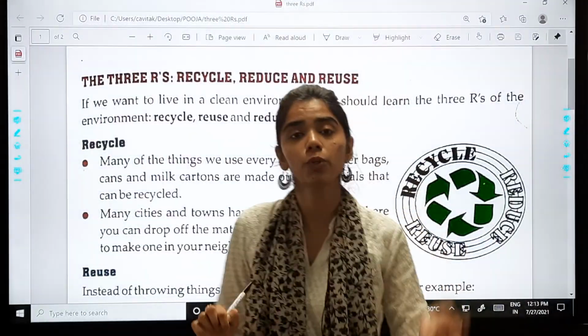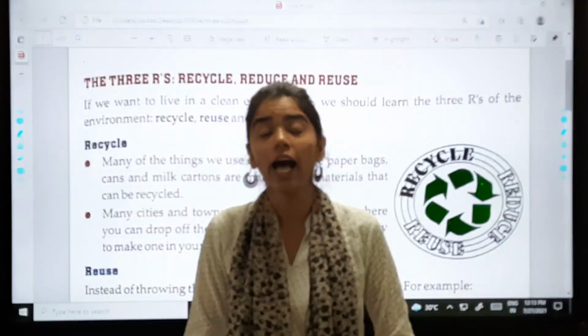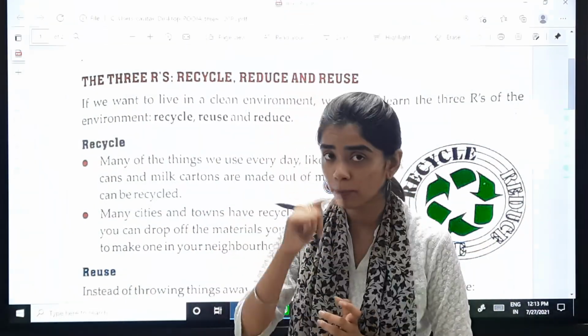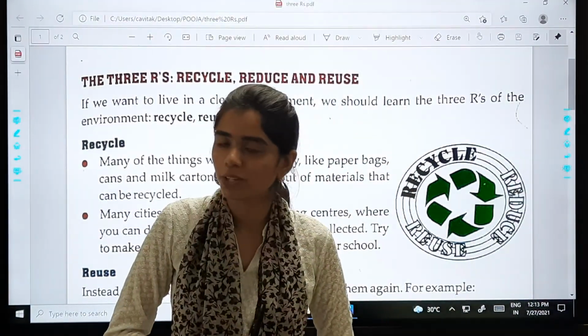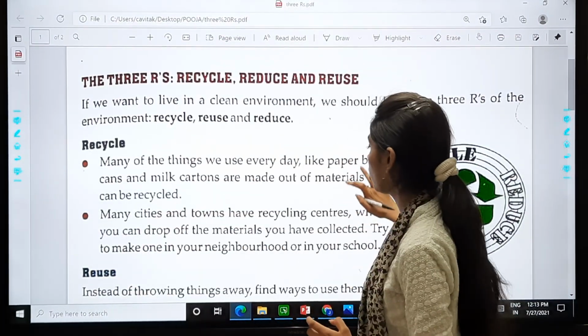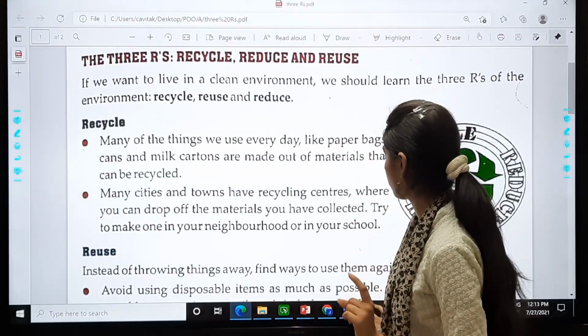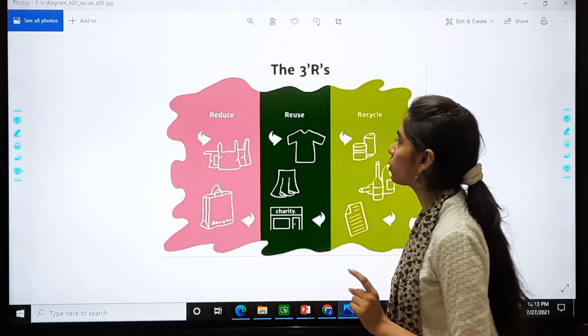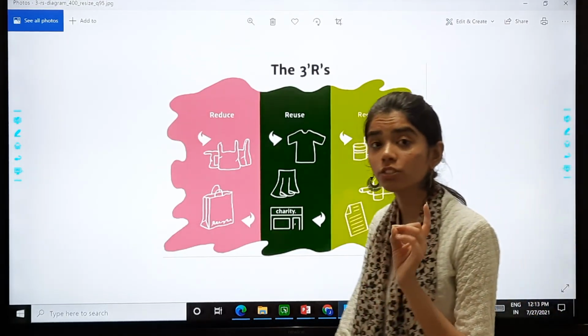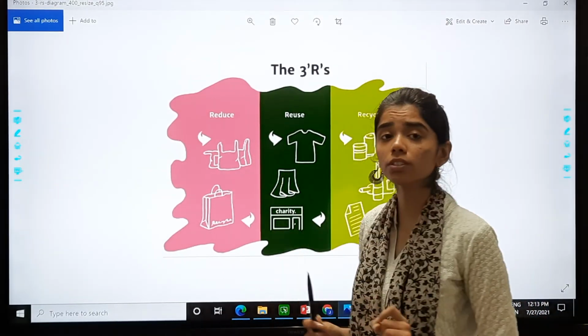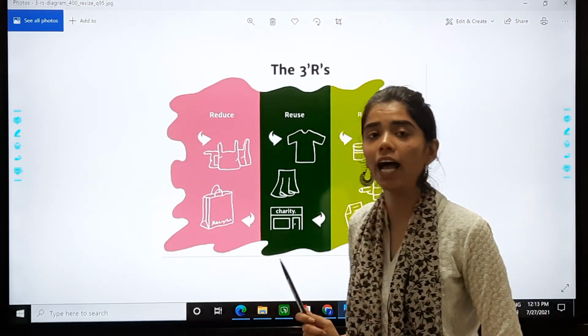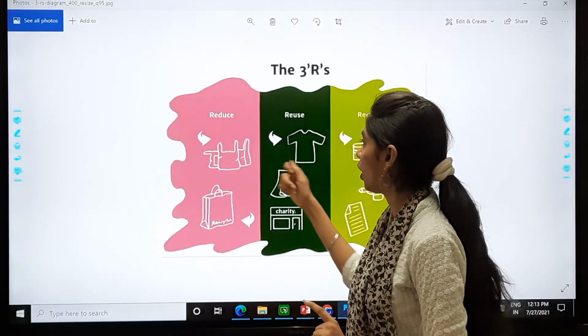Okay, so now we will revise it again, and it is an important topic. Please mark it important. Okay children, so let us start. Before that, let me show you this image. So what are the 3 R's? Reduce, reuse and recycle. Now reduce.